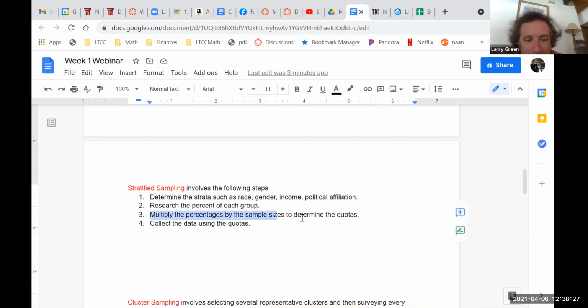Step 3 is you multiply the percentages by the sample size. So let's suppose that you had enough time to survey 1,000 people, and you found out that 52% of California was Hispanic. Well, then you do 520 for your quota for Hispanics. Any questions on that idea? Okay, and then finally, you collect the data using the quotas.